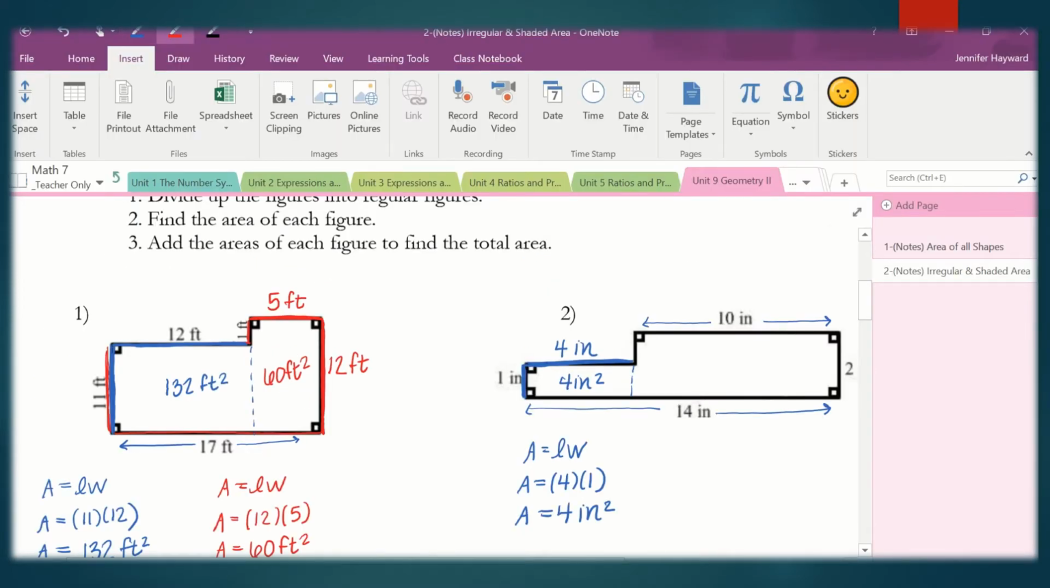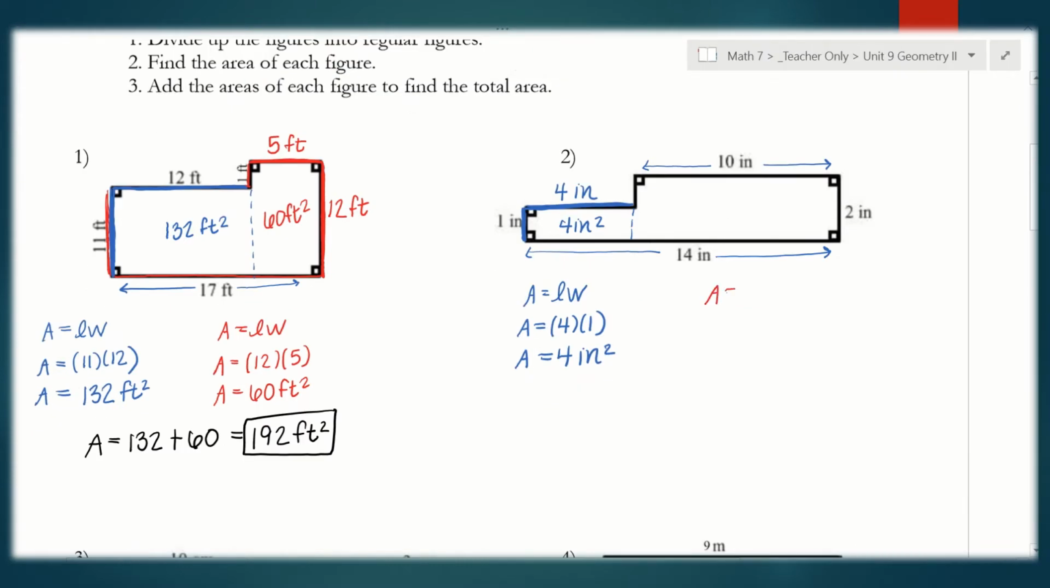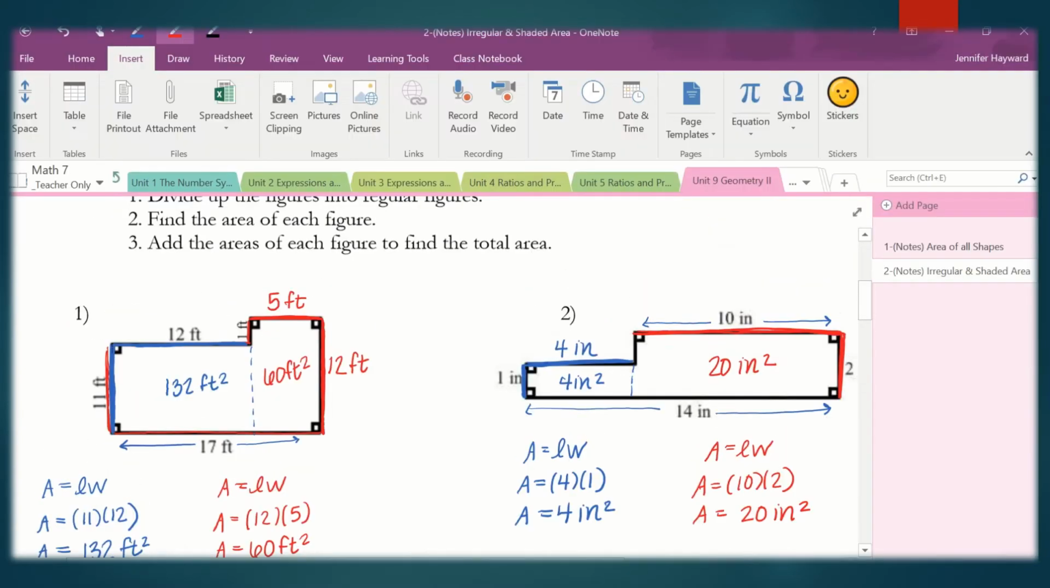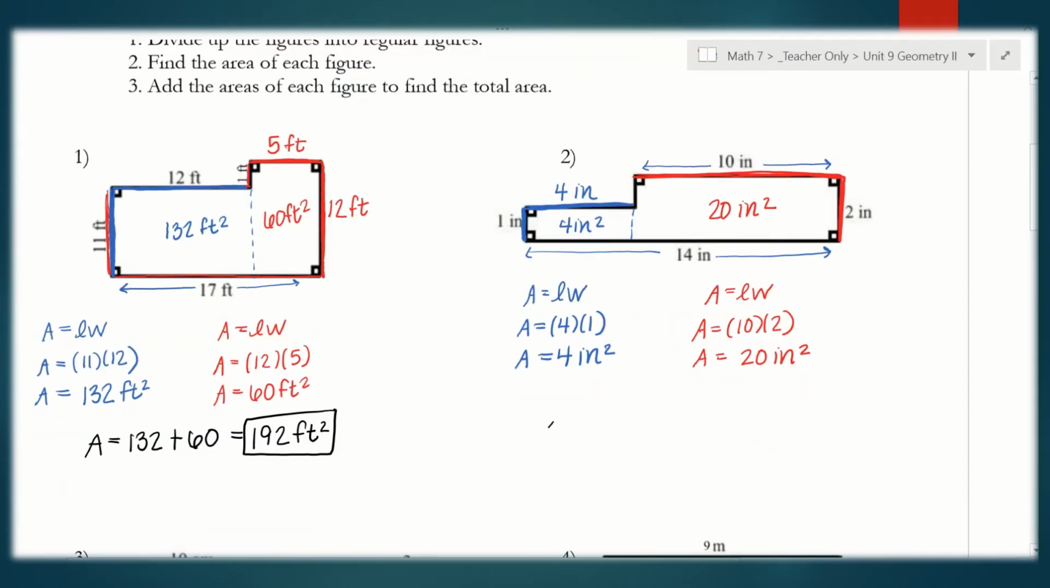Okay, so let's go ahead and do the bigger rectangle. Now on this rectangle, I already know the length is 10, and thankfully I also know the width. It's 2. So 10 times 2 gives me 20 square inches. Okay, so to find the total area, I'm going to add the smaller rectangle plus the larger rectangle to get 24 square inches.